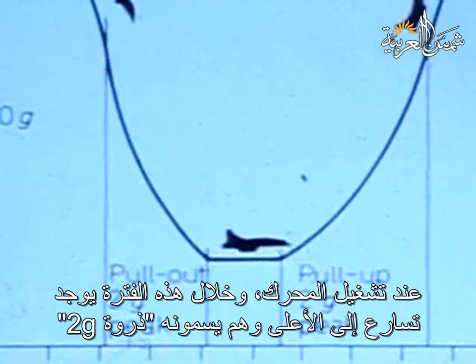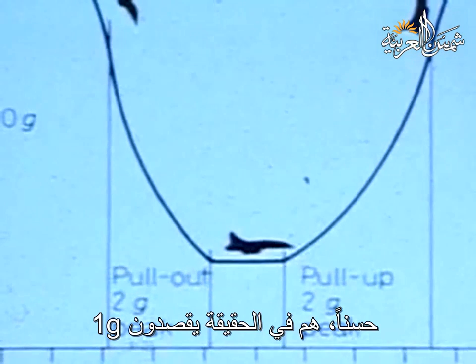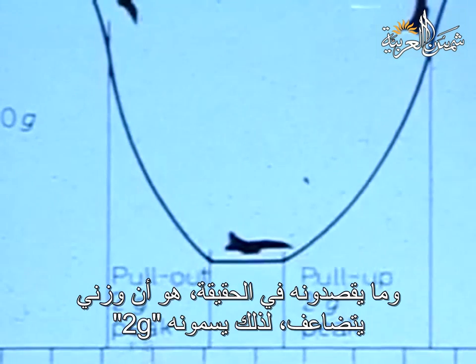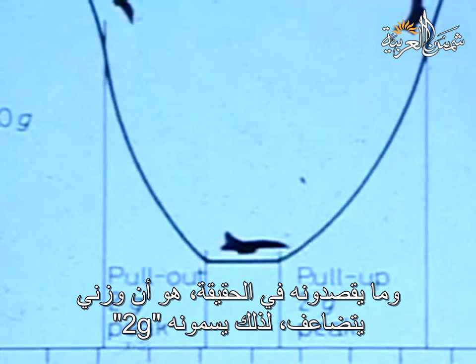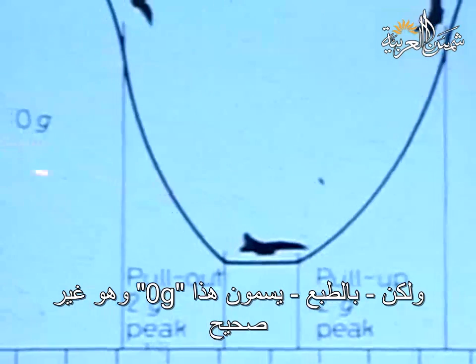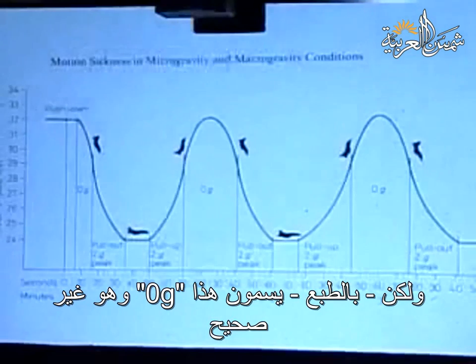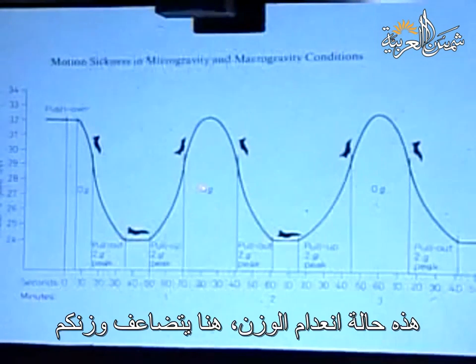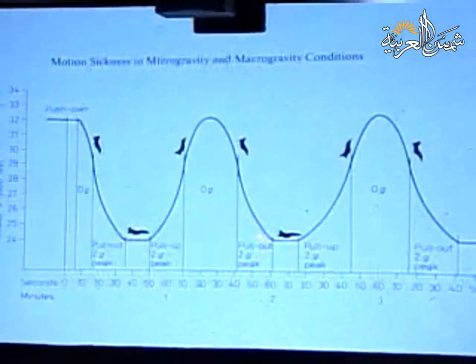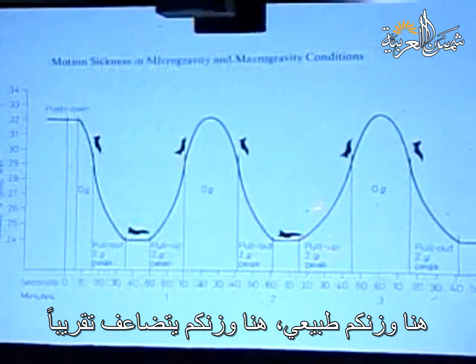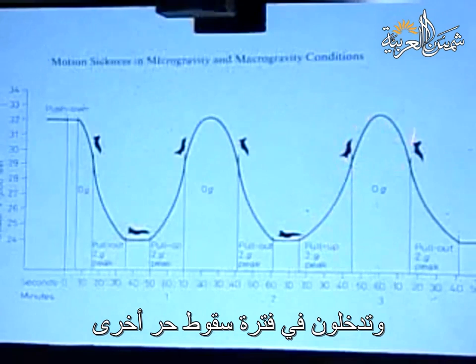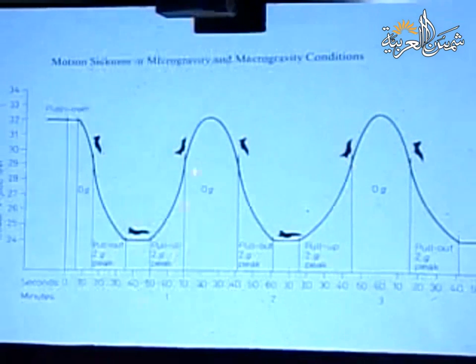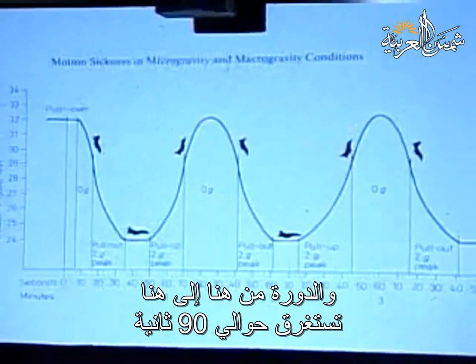They call it a 2g peak. Well, they really mean 1g. What they really mean is that my weight doubles. They call that 2g. But of course, they call this 0g, which is equally incorrect. It's not 0g. You have no weight. This is weightless. Here your weight is double. Here your weight is normal. Here your weight roughly doubles, and you go into another free fall period. And the cycle from here to here is about 90 seconds.